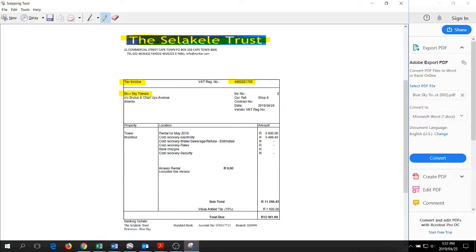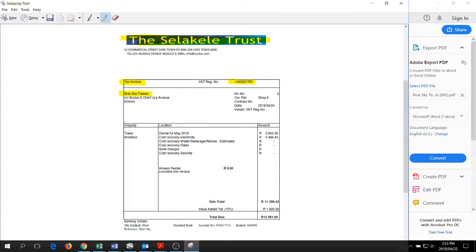Make sure that the name is correct, because if this name is not correct and you process it into your books and you claim the VAT on it, this will not constitute a valid tax invoice, and SARS can actually trigger a VAT audit if there's a refund due to the company.